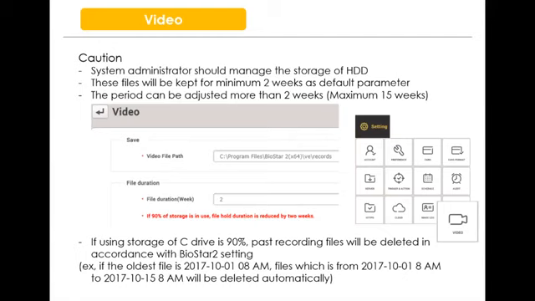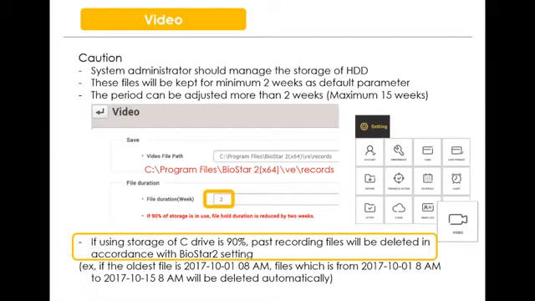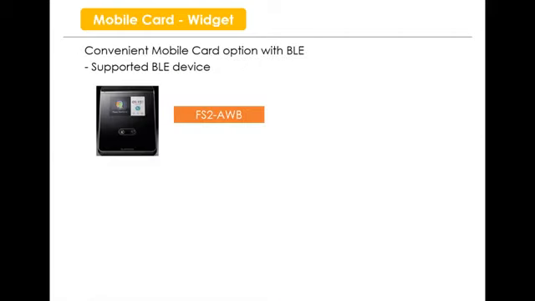Whenever BioStar 2 video service gets recorded data from MVR, the data is stored in a certain folder of BioStar 2. BioStar 2 server manages the period of storing the data in accordance with the file duration setting. If the used storage of C drive reaches 90%, past recording files will be deleted in accordance with BioStar 2 setting.